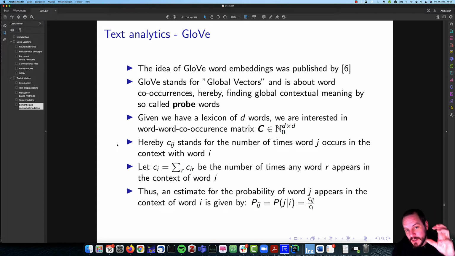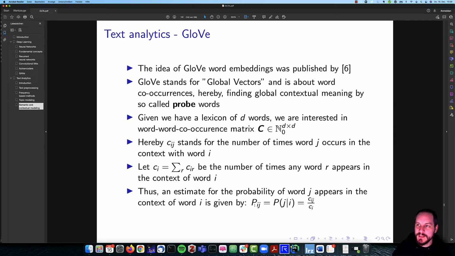So that meaning is global because we globally scan all the documents, the overall corpus, and check how many times a specific word occurs in the context of another word. Okay, and that is represented here by that notation. So if Cij is, for instance, 5, that means the word j occurs 5 times in the context of word i. And let Ci then be the number of times any word appears in the context of the word i. Then we can take a look at the relative frequency in order to estimate the probability for a certain word co-occurrence.